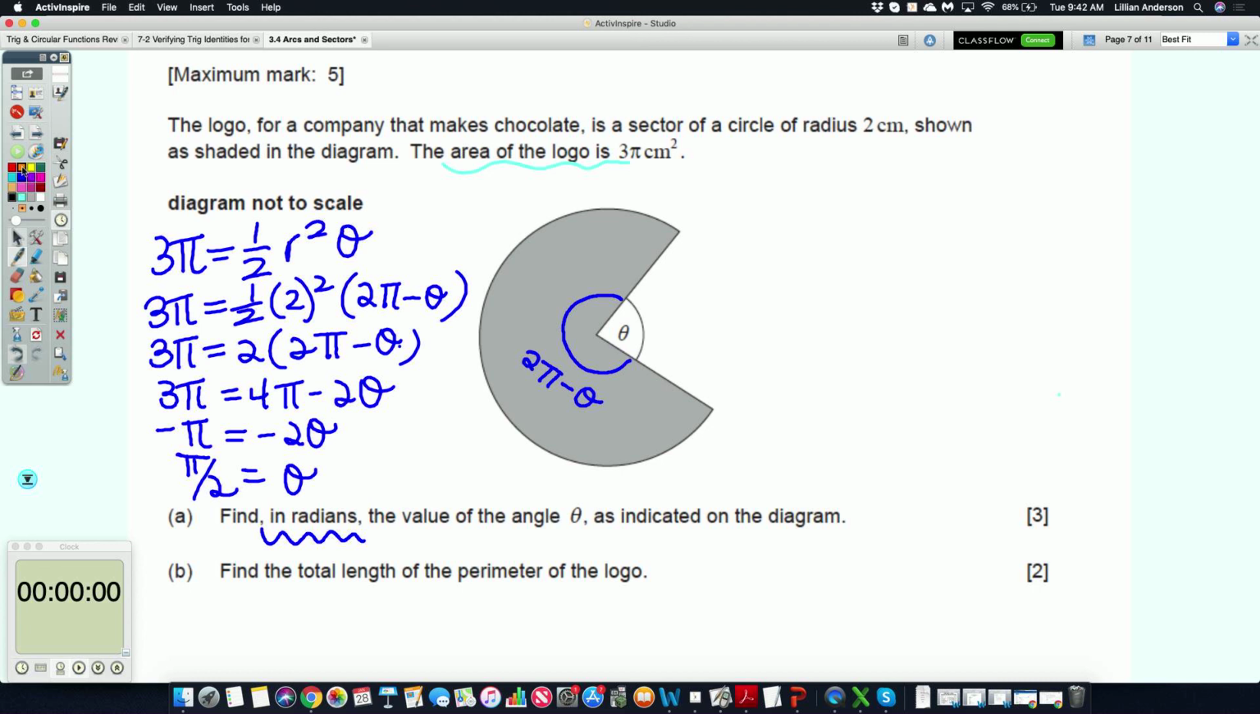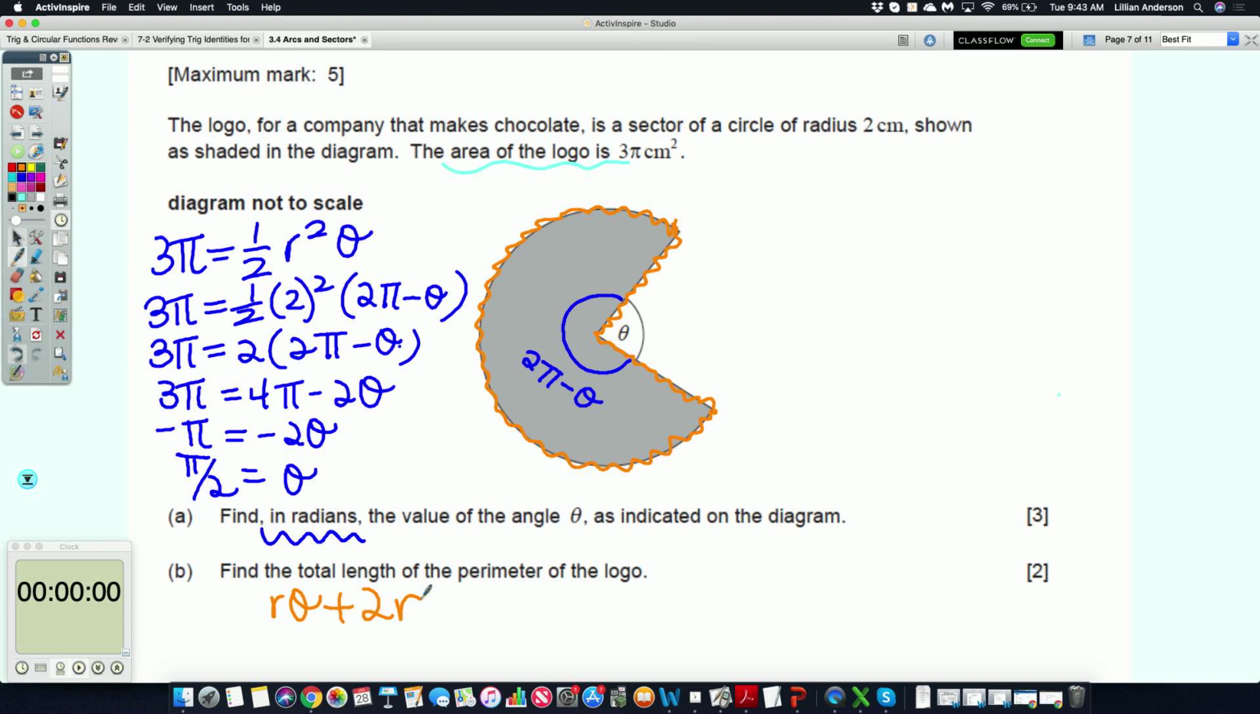Now I have to find the total length of the perimeter of the logo. The perimeter of the logo consists of this part here, which is represented by what? It's represented by the arc length. So I need the arc length formula, which is r theta, because we are in radians. But it's not just the part on the outside, it's also 2 radii, because this is technically all the way around the figure.